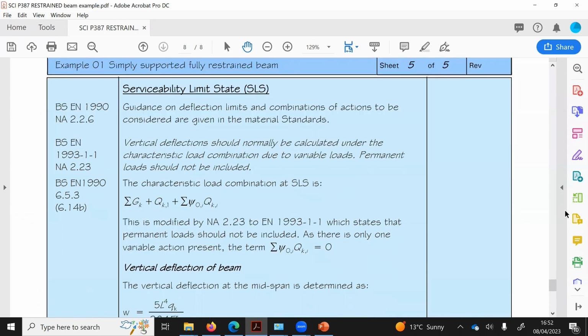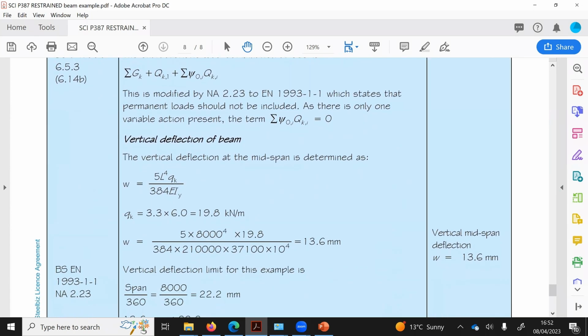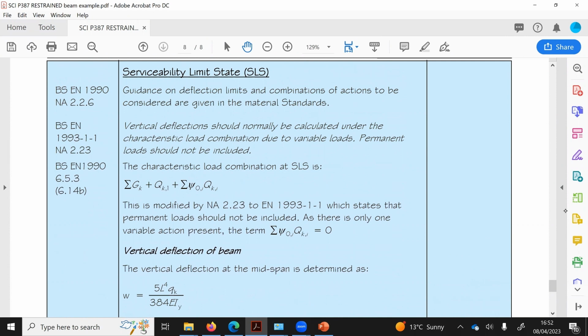This is the secondary beam. For a secondary beam, the serviceability check is absolutely critical. If this beam passes the serviceability check, it means that it will almost certainly pass all other checks. So let us check vertical deflection. Vertical deflection should be considered only for unfactored variable loads. Permanent actions should not be included, and this is according to Annexure 2.23.